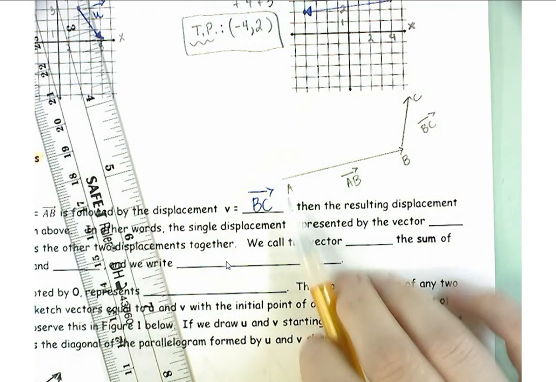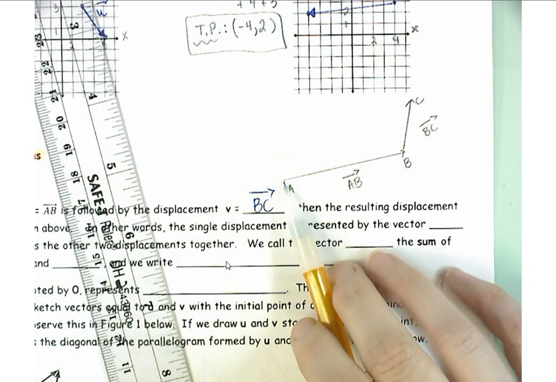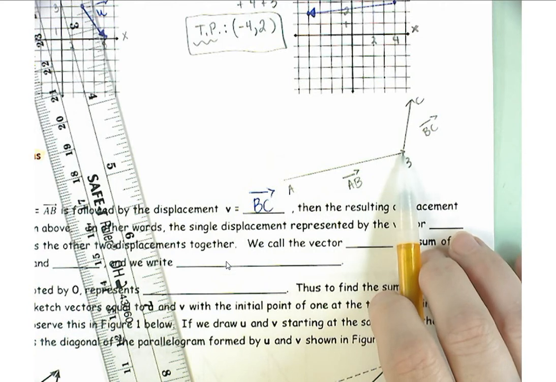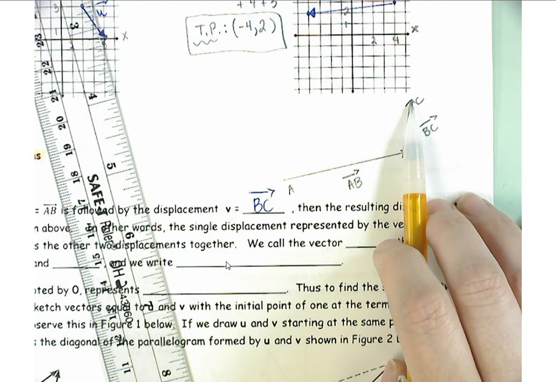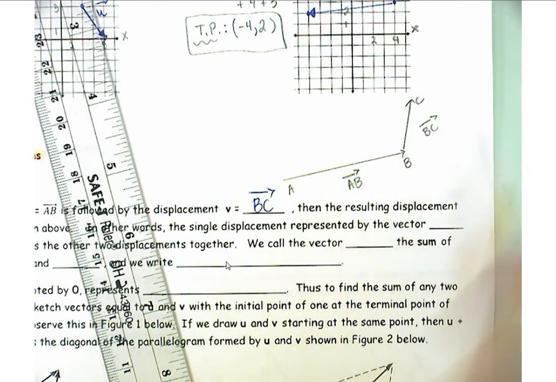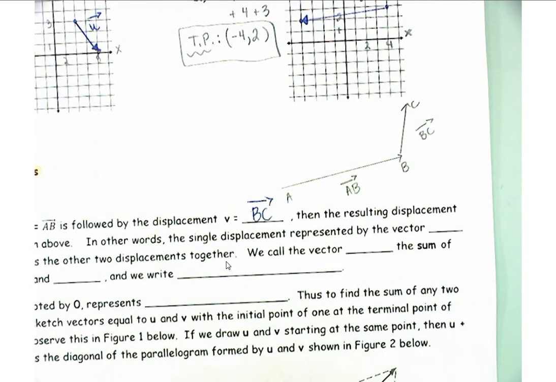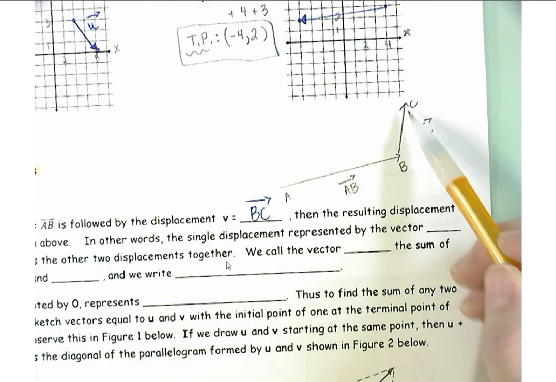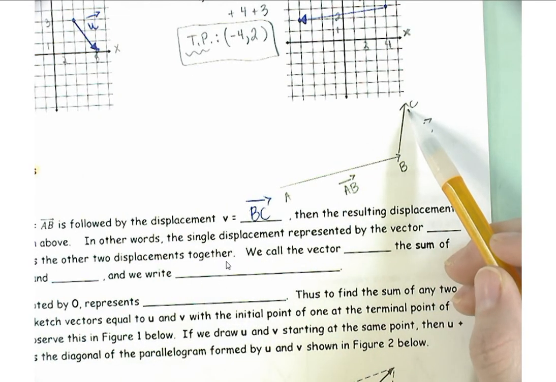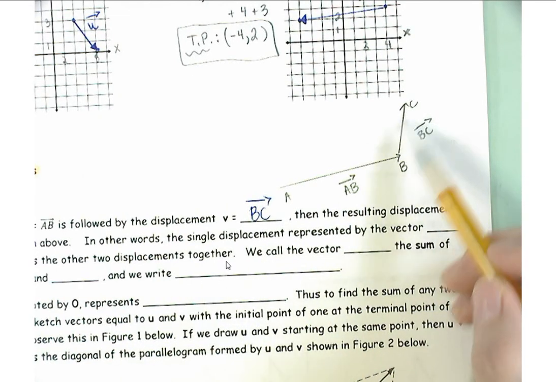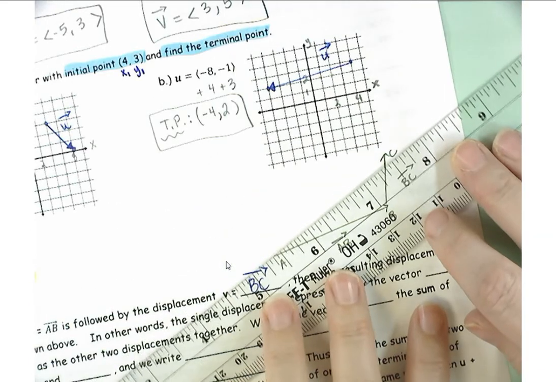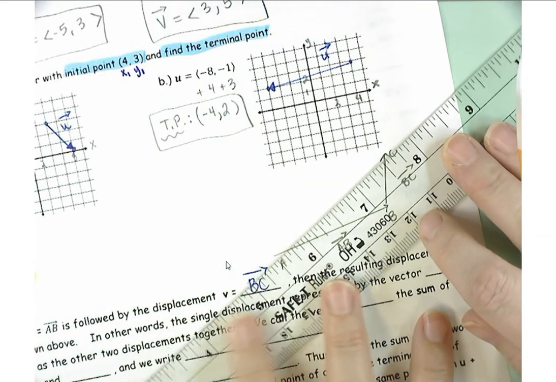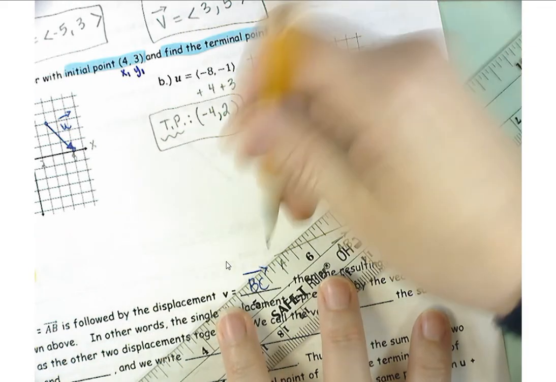So if I were to follow along these two vectors, if I were to start at A and then go to B and then go from B to C, where do I end up? I end up at C. Okay? What this is saying is, instead of doing those two displacements, if I want to end up at C, I can just go directly from A to C. Okay? So that's going to be this vector, which is sometimes called a resultant vector.